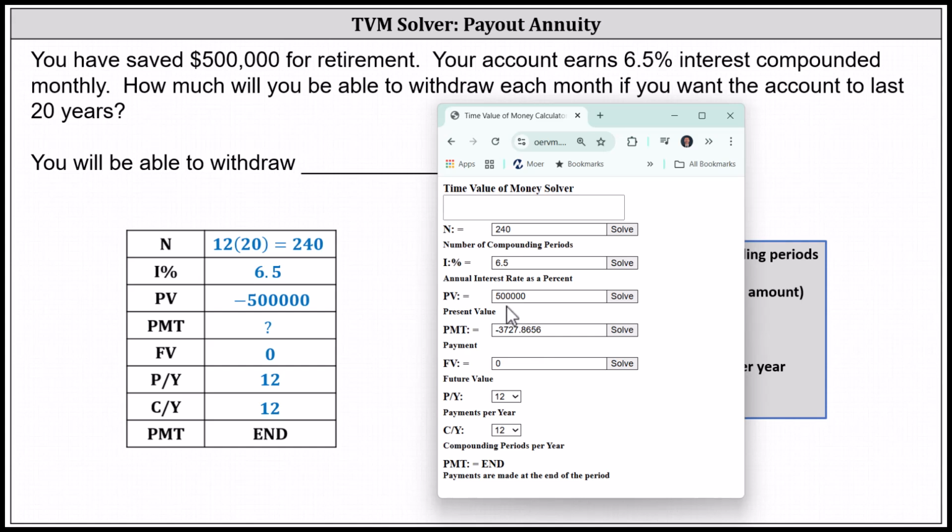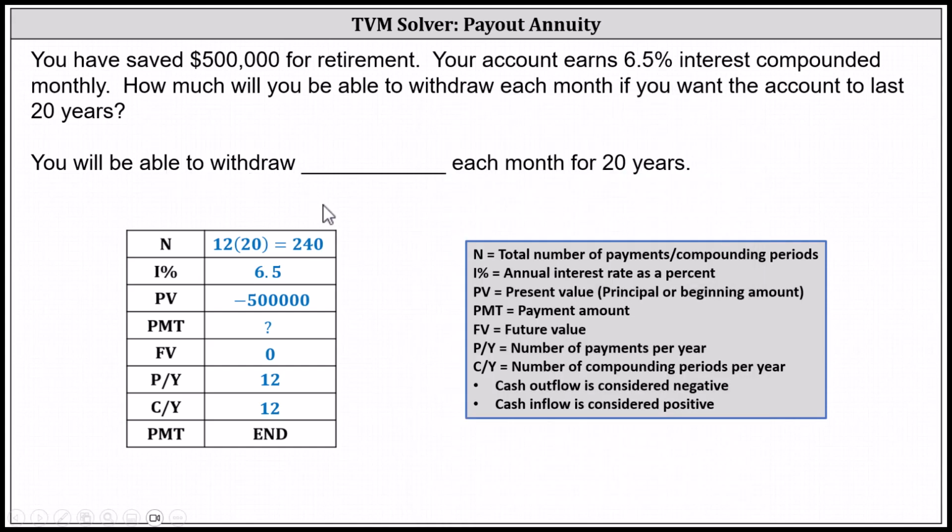So again, because you had to save or pay into an account to save $500,000, the present value really should be negative and the payment would be positive. So to answer the question, you'll be able to withdraw $3,727.87 each month for 20 years. I hope you found this helpful.